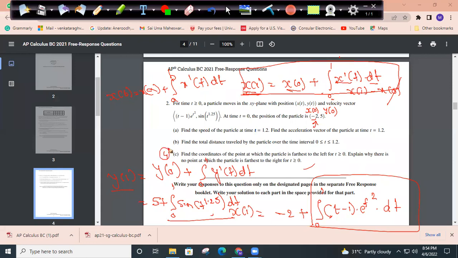Definitely this question will be for 4 marks. This will be for 2 marks, and this will be for 2 marks, because so many things I need to explain here. So if you do x of 1 correct, you get 1 mark, and if you get y of 1 correct, you get 1 mark.